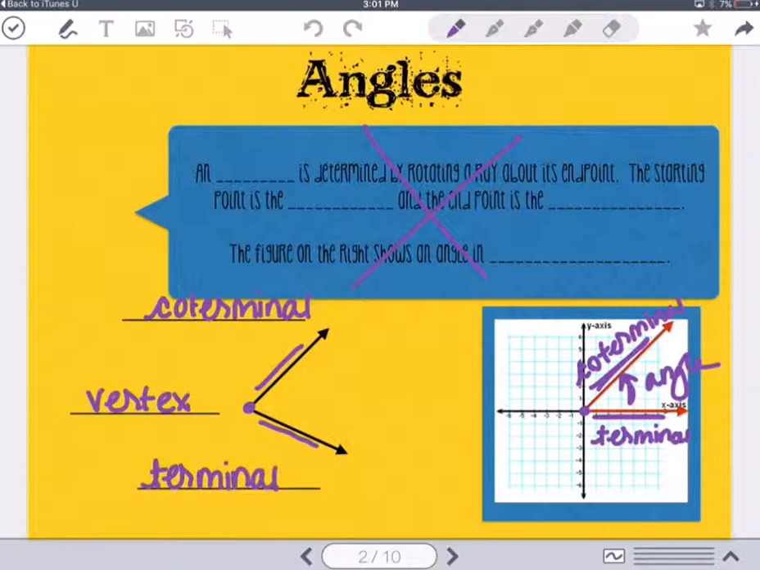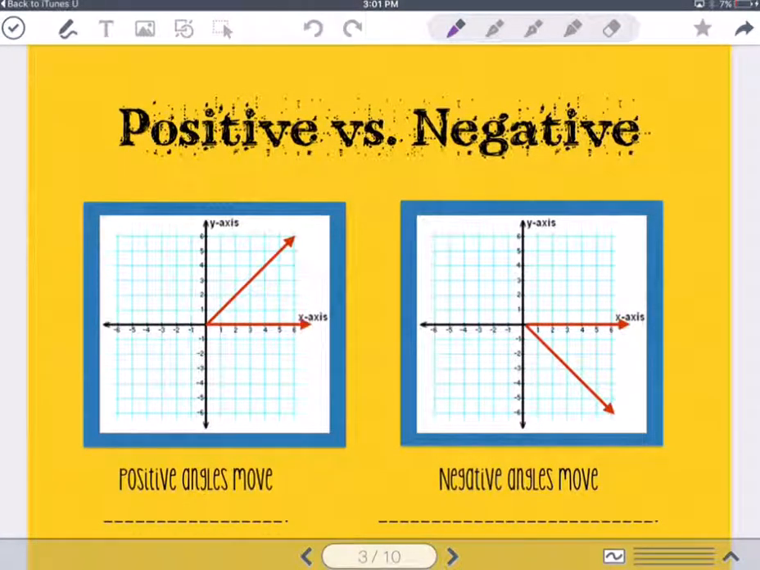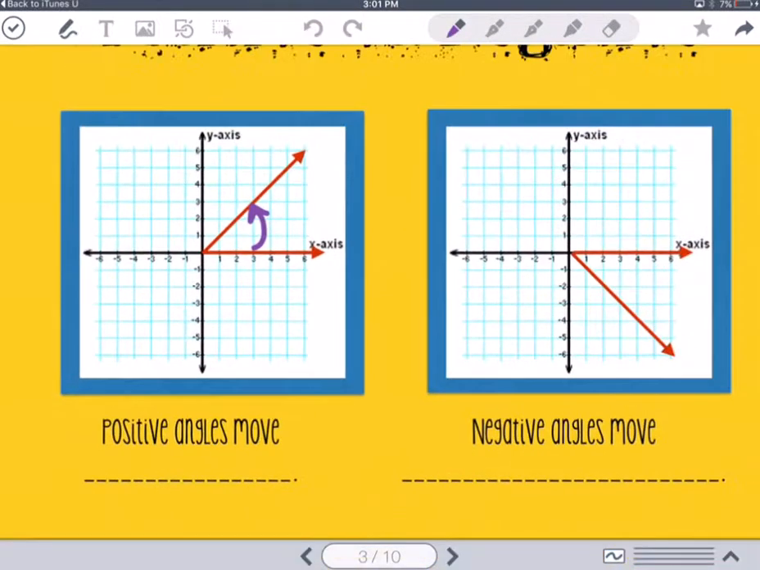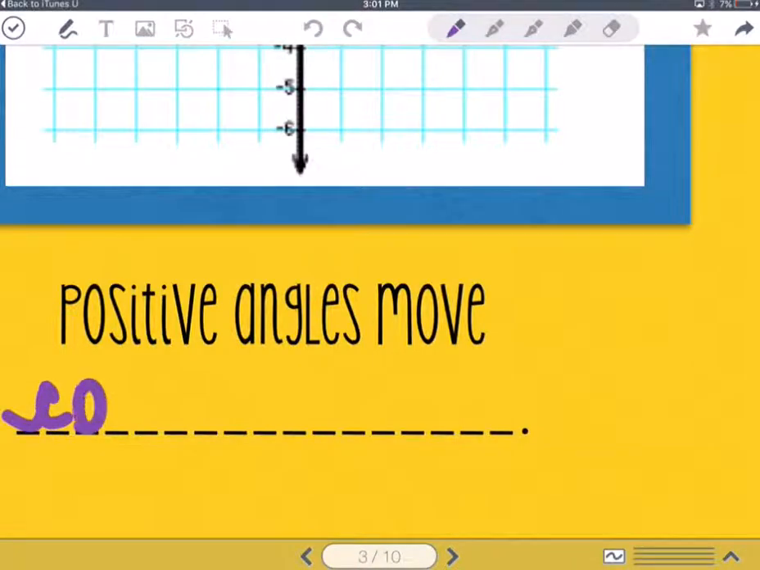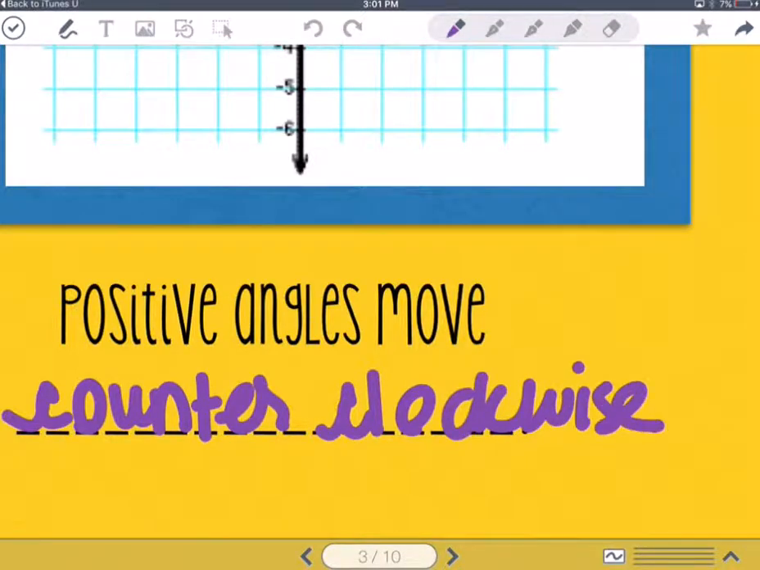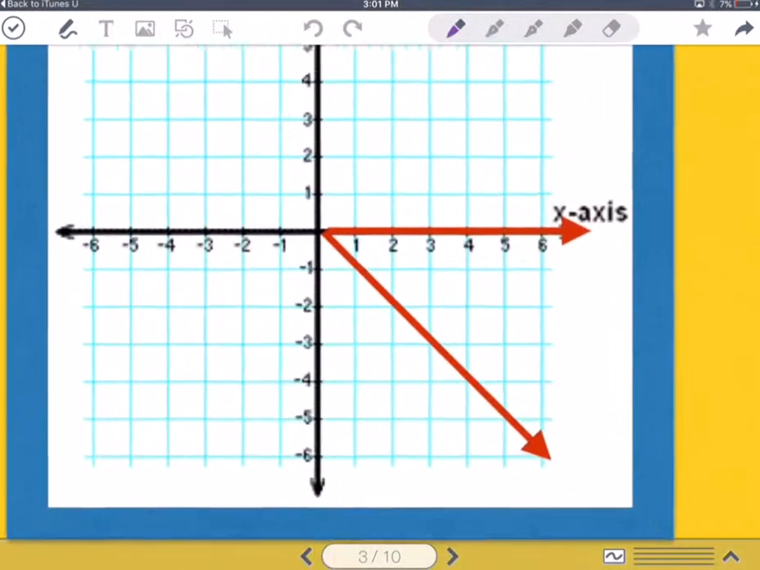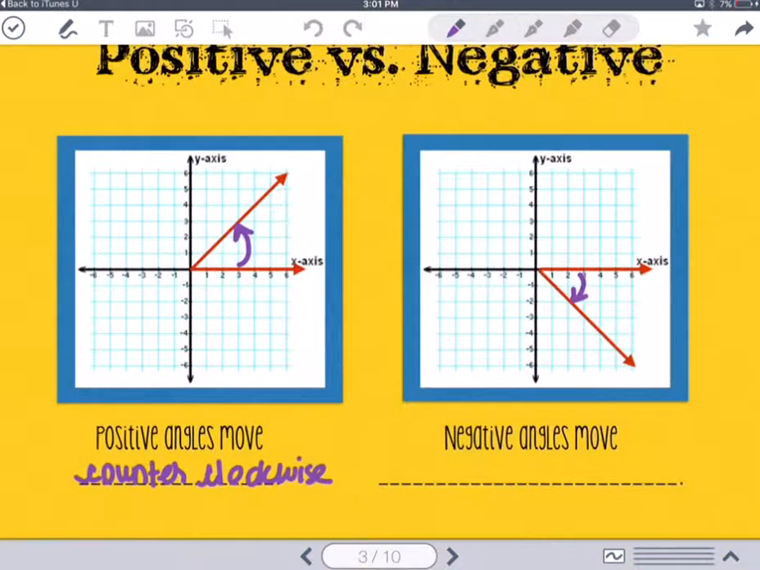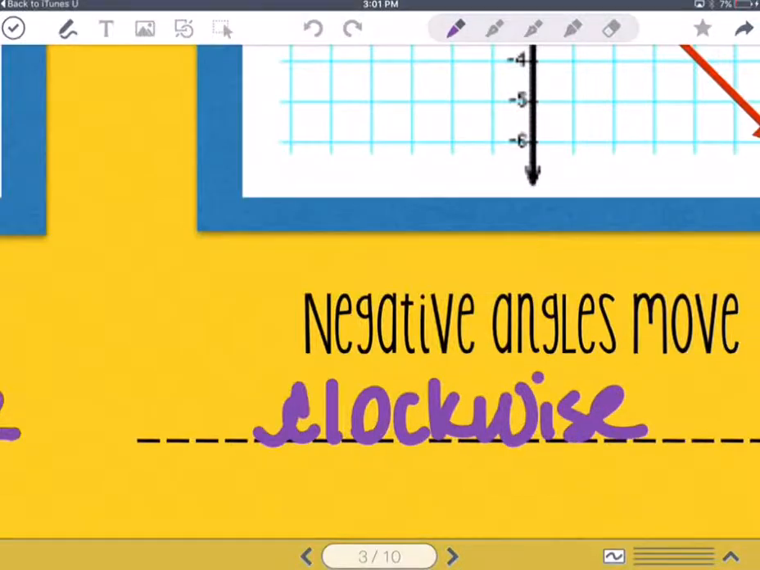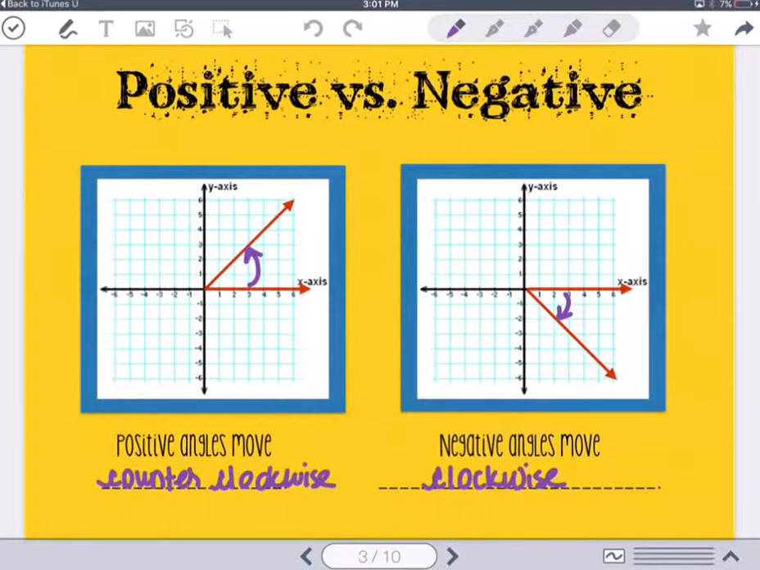So if we're moving along, you're also going to have positive and negative angles. This one here is positive because it is going counterclockwise. Okay, and this one here is going negative or clockwise. So the one on the left is going to be a positive angle, like positive 45 degrees. The one on the right is going to be something equivalent to negative 45 degrees.